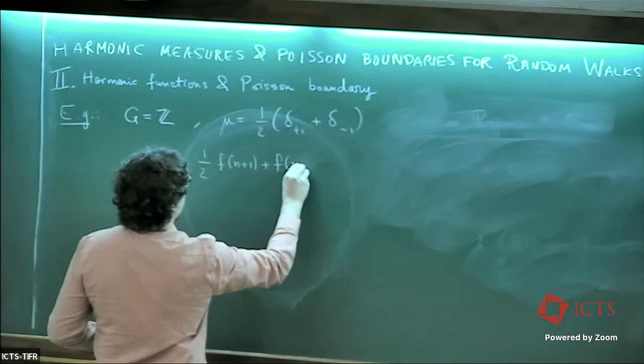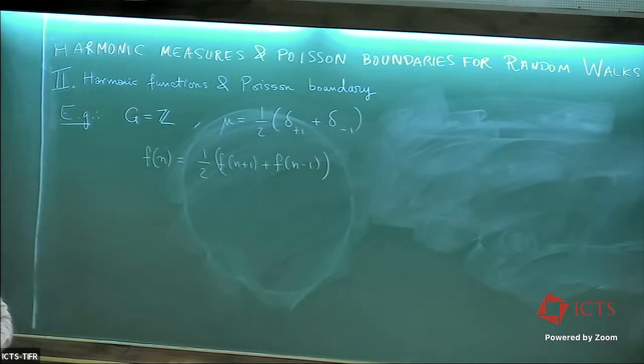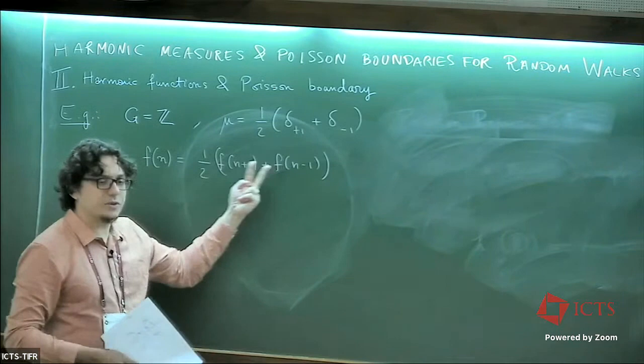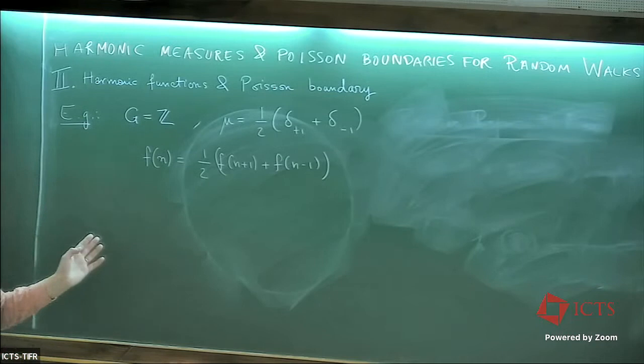And so how many functions are there? What are the functions that are of this form? Anyone has a guess? That's exactly right. This is a recursion of two terms, so one term in terms of two. So if you fix two points, everything is determined. First of all, constant functions are always there.